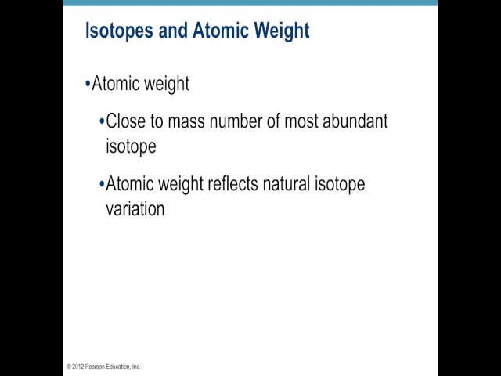Now, close to the mass number of most abundant isotope. What this is talking about here is something quite simple. When we're dealing with isotopes, it's important to know that we may deal with various different types of isotopes, but there's going to be some that are more common than others. And what happens on the periodic table, the atomic weight that is given, or the atomic mass that is given, is going to be closest to the most common way that you will find that particular element.